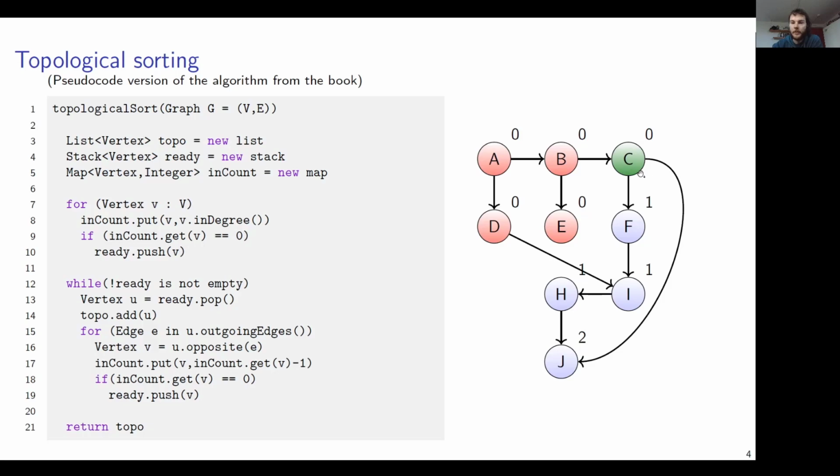Then we visit C, and again we check the outgoing edges. F will go to 0, so we add it to the stack, and J will not, so we don't. Then we visit F because it's in the stack. And again, we're looking at the outgoing edges. I is now decreased to 1 by D, so we can now decrease it to 0 and put it on the stack. Then we do I, we put H on the stack, we put J on the stack, and then we visit J. So now the order we visited these nodes in is a topological order.